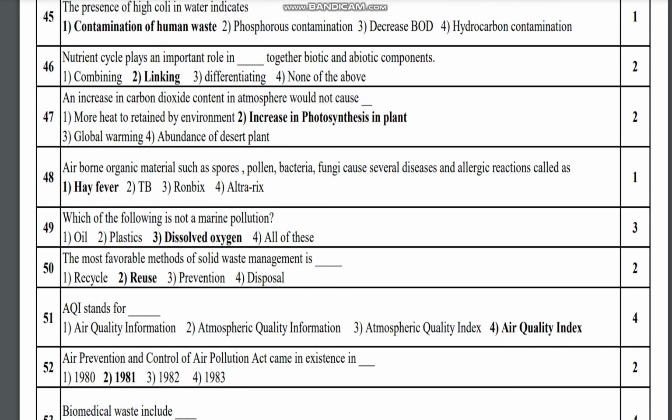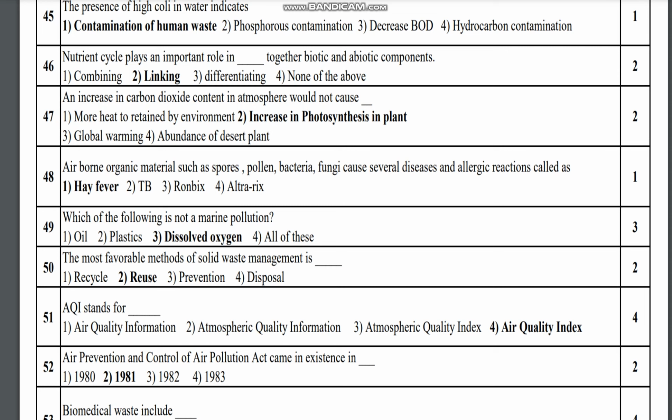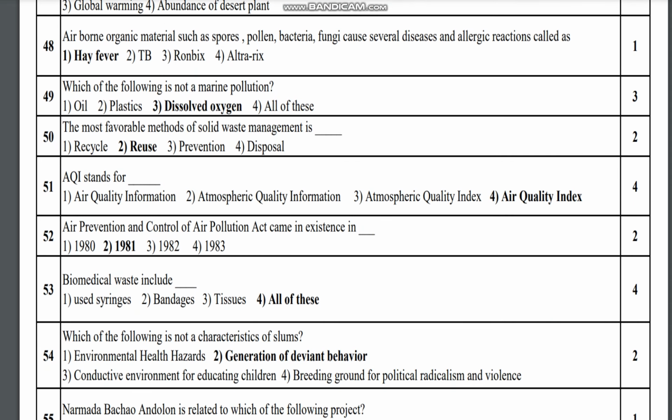Question number 46: nutrient cycle plays an important role in linking together biotic and abiotic components. Question number 47: an increase in carbon dioxide content in the atmosphere would not cause an increase in photosynthesis in plants. Question number 48: airborne organic materials such as spores, pollen, bacteria, fungi cause several diseases and allergic reactions called hay fever. Then, which of the following is not a marine pollution? That is dissolved oxygen.